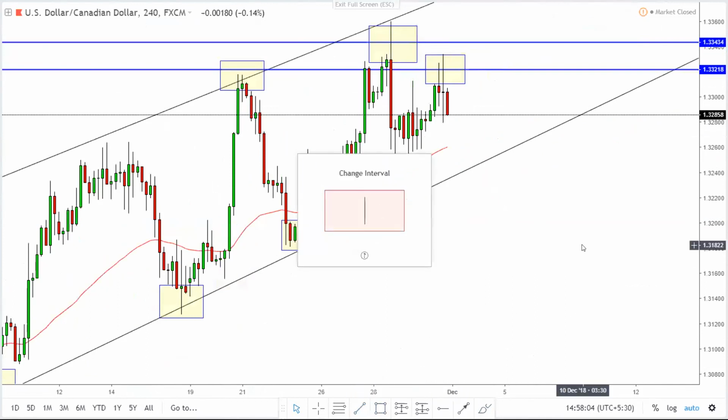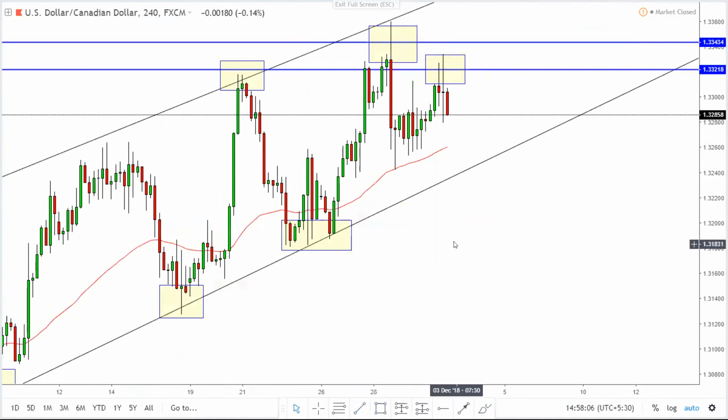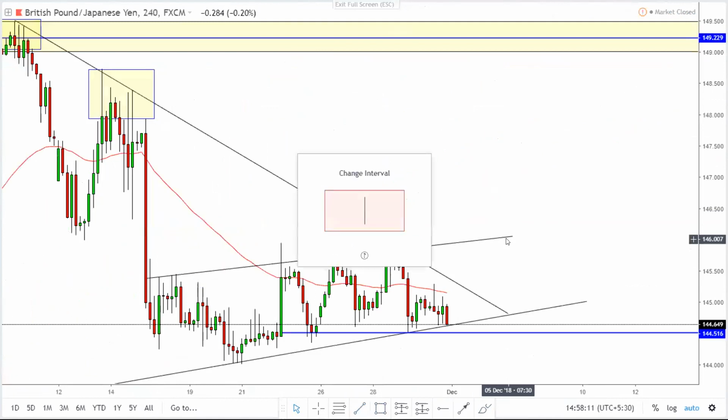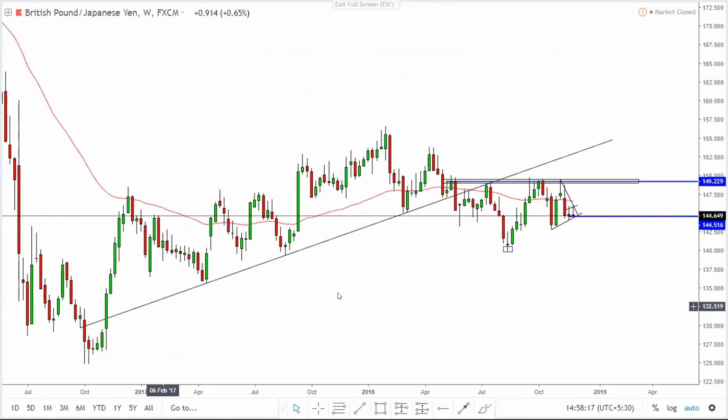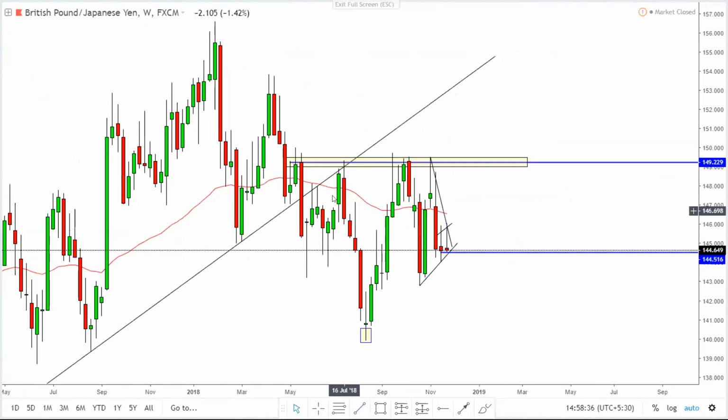Okay, I'm going to move to the next pair, which is GBP JPY. So this was the weekly time frame of GBP JPY, and this trend started when Robin came to the Forex thing, right, Robin? Yep, that's right.